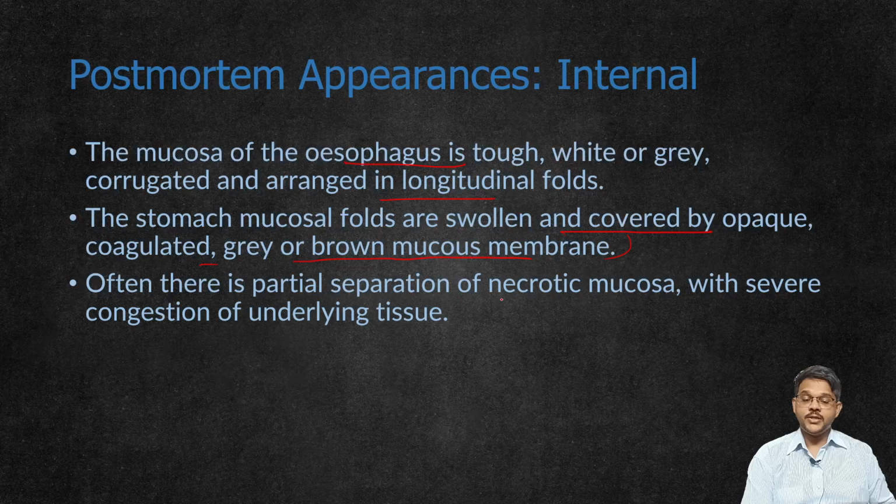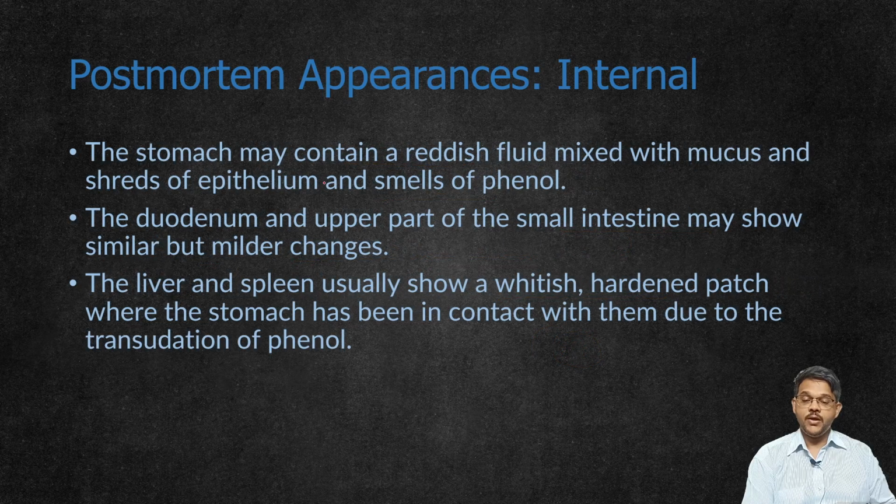Often there is partial suppression of necrotic mucosa from severe congestion followed by underlying tissue. So there is a central necrosis followed by the congestion of tissues, then followed by normal tissues. The suppression will be seen. The stomach may contain reddish fluid mixed with mucus and shreds of epithelium and a small smell of phenol.